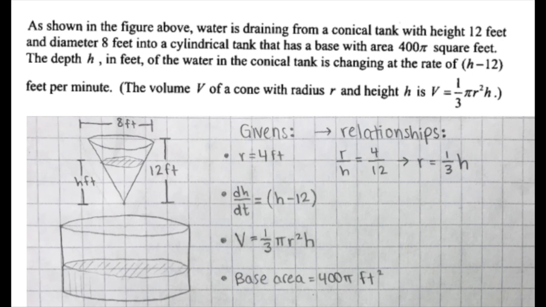So the first step in solving this problem is to write out all the givens, and because this is a cone, you have the radius and the height, and the relationship between them will always be consistent. So you can write the ratio of the radius to the height as 4 to 12, and thus the radius will be 1/3 of the height.